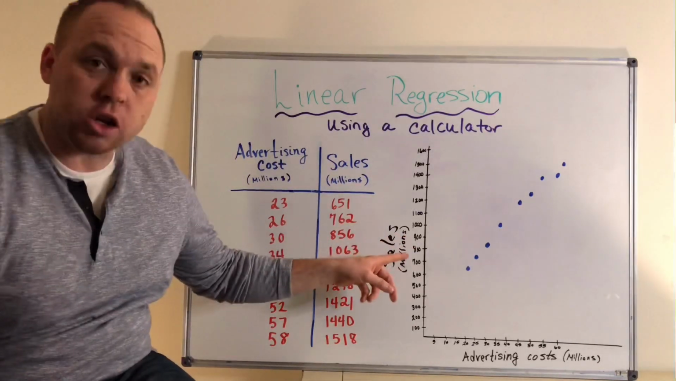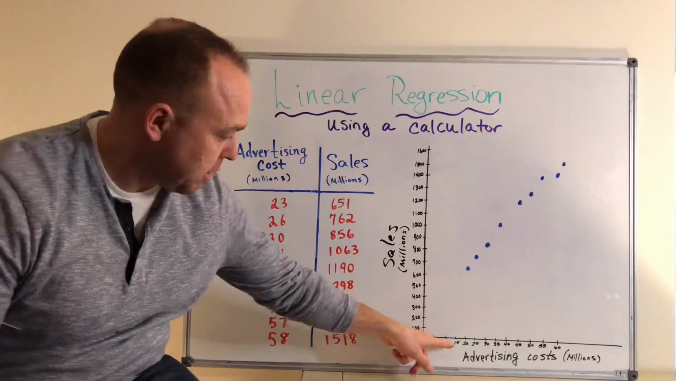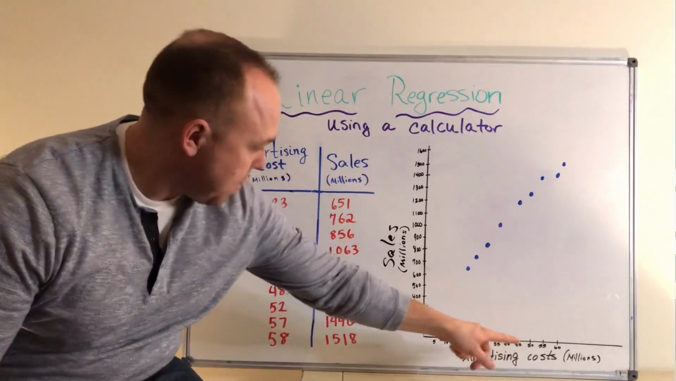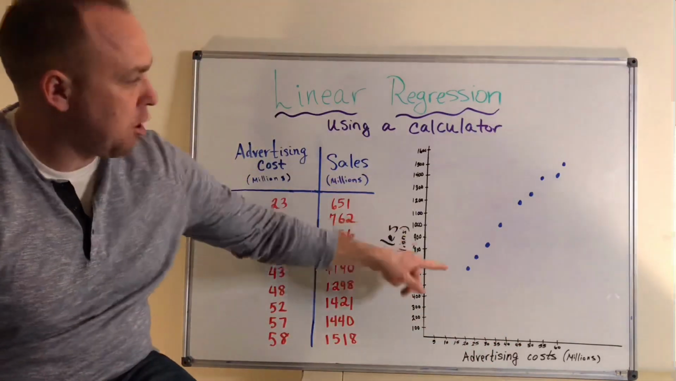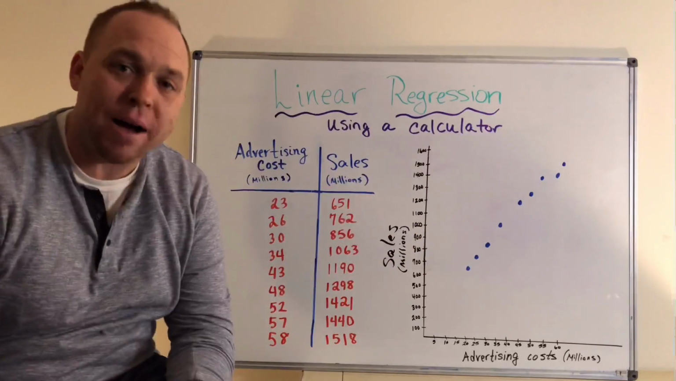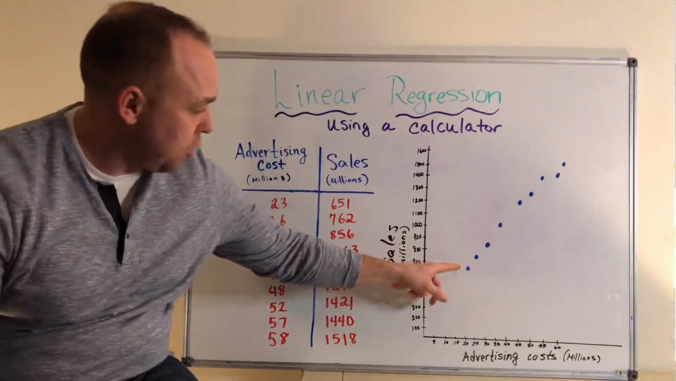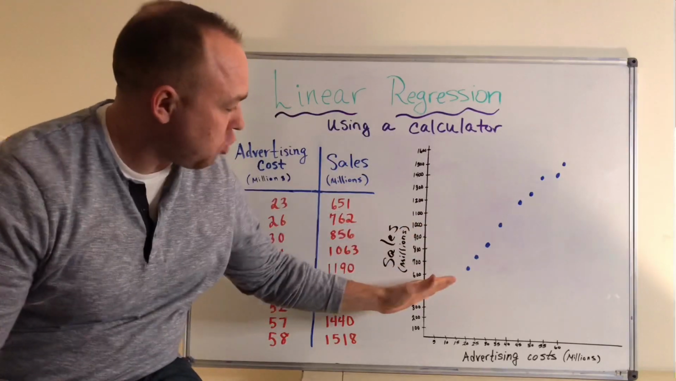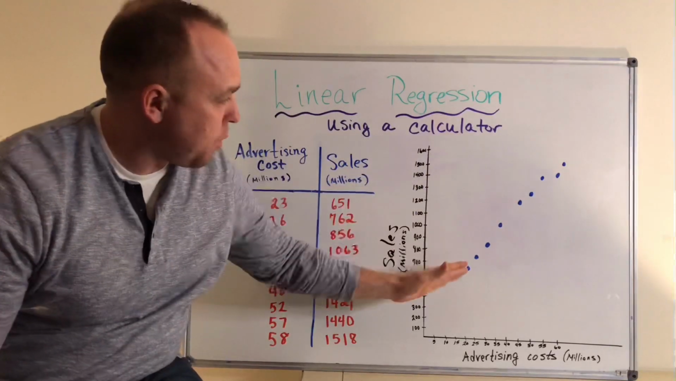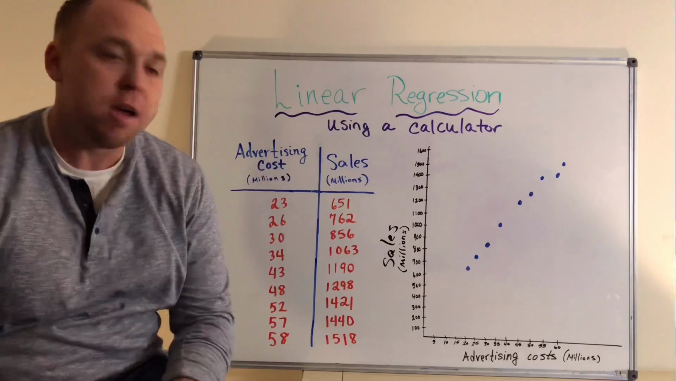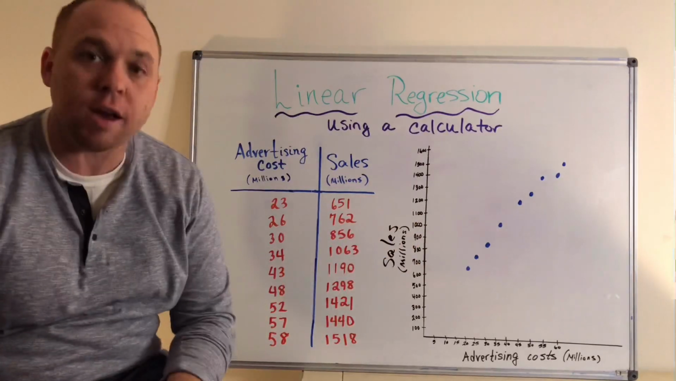We can also see in a chart that as the advertising costs go up, the sales for the company also go up. We would call that a positive linear trend. The reason it's linear is because it kind of looks like a straight line. Now, if I were to draw a line through these points, it would not be perfectly linear, but it is certainly a very strong relationship.